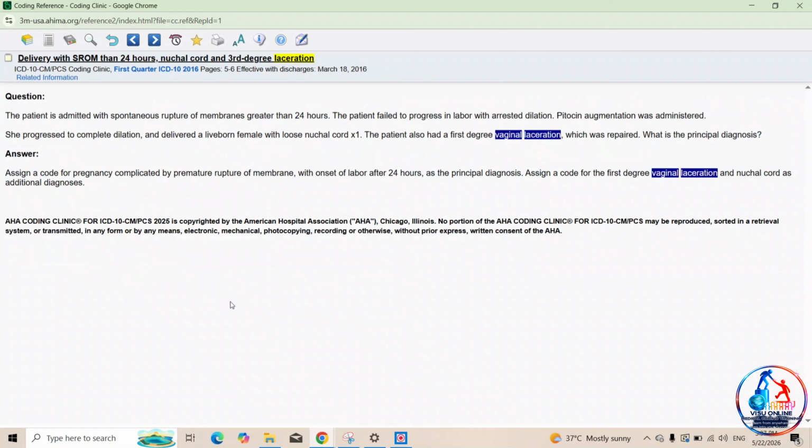Answer: assign a code for pregnancy complicated by premature rupture of membranes with onset of labor after 24 hours as the principal diagnosis. Assign a code for the first-degree vaginal laceration and nuchal cord as additional diagnoses. See, when the reason for admission is PROM after 24 hours, okay, so if the patient is admitted with SROM after 24 hours, and there is no induction of labor, then we need to consider it as premature rupture of membranes. The coding says we have to code pregnancy complicated by PROM with onset of labor after 24 hours as the principal diagnosis, and the first-degree laceration and nuchal cord as secondary diagnoses.